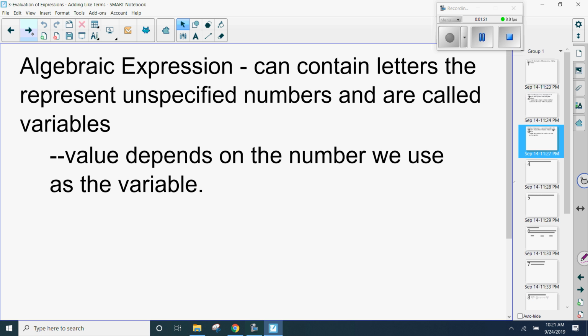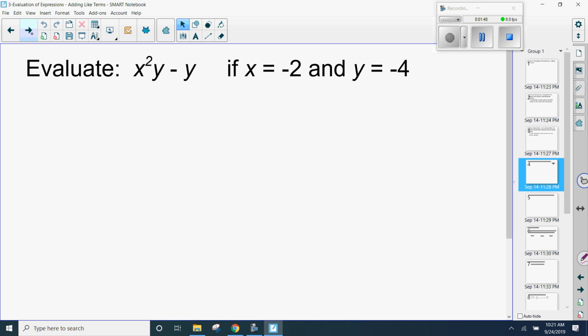An algebraic expression really doesn't have a value because we're going to have variables involved. And variables will be the letters. So you'll have something like 4x. And I say, what is the value of 4x? Well, it depends on what you want x to be. If x is 1, then the value is 4. If x is -2, then the value is -8. So it just depends on what the value of that variable is.